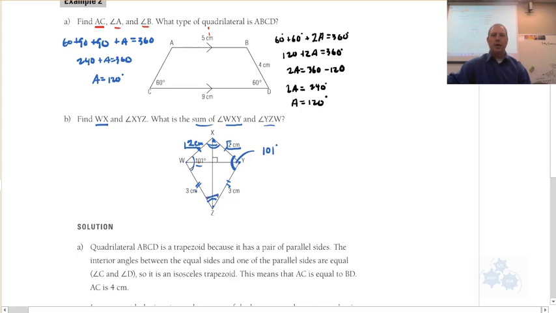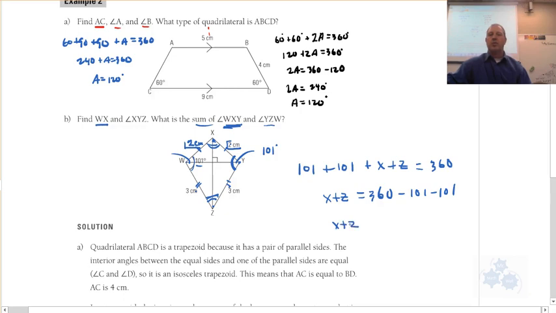Well, if this is 101 and this is 101, then all 4 sides have to add up to 360, and that's where they get that from. So 101 plus 101 plus 101 plus x plus z will have to equal 360. Okay, so that means that the sum of these two, that's WXY and this is YZW, have to add up to 360 minus 101 minus 101.